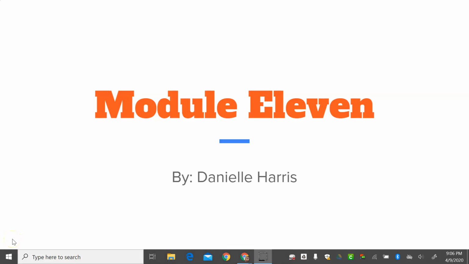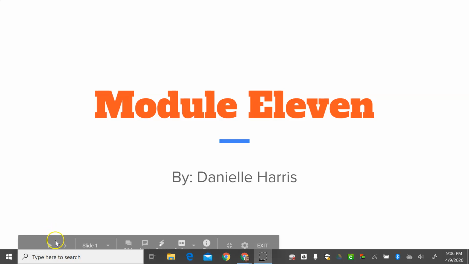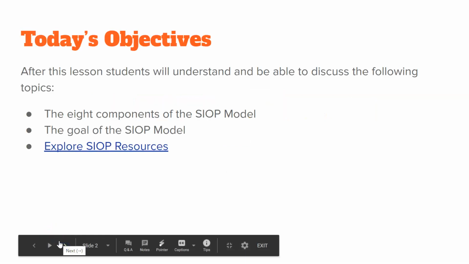Everybody. This is Module 11. Last week we learned about the WIDA lesson plan. This week we are going to learn about the SIOP model. So here's our objectives for today.